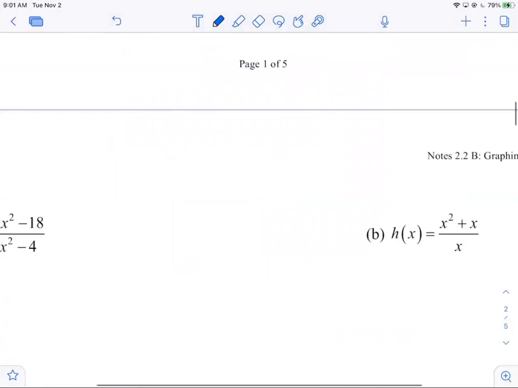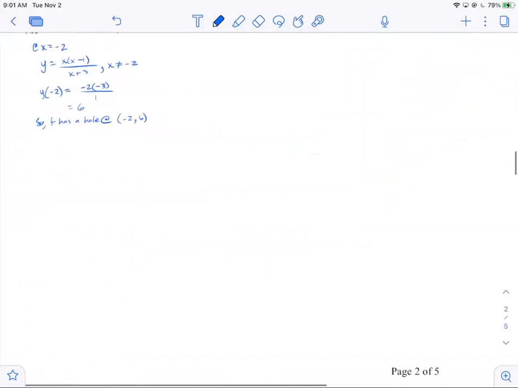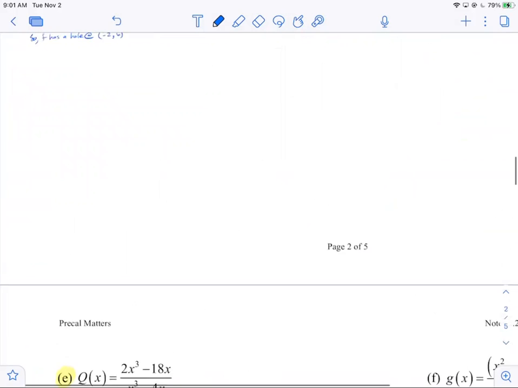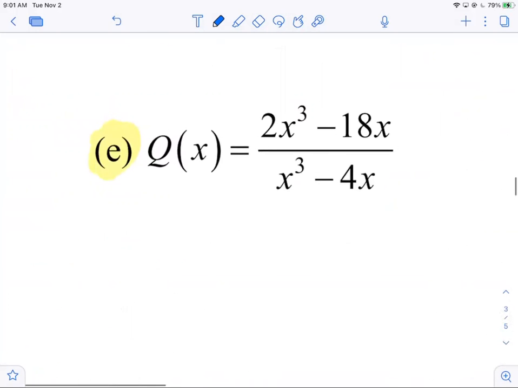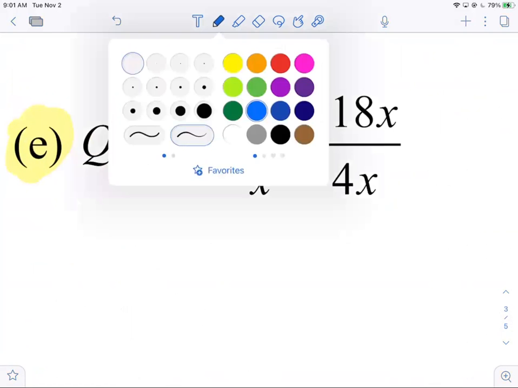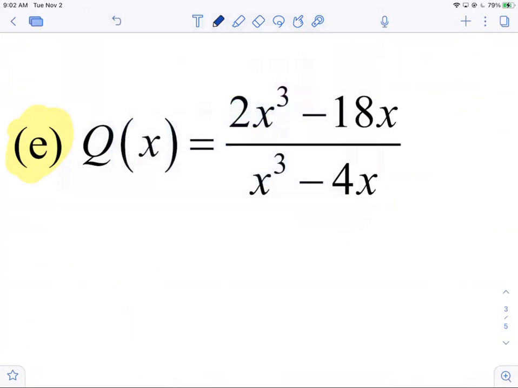So we're going to skip around on some of these. Like, again, I gave you a bunch of different examples. I want to jump down to Q on page 3, example E, Q of X. It's a good looking letter, okay? We've got a cubic over a cubic. It's a rational function. We're going to do the same thing. We're going to organize all our information, and we're going to sketch a graph of this one, okay?